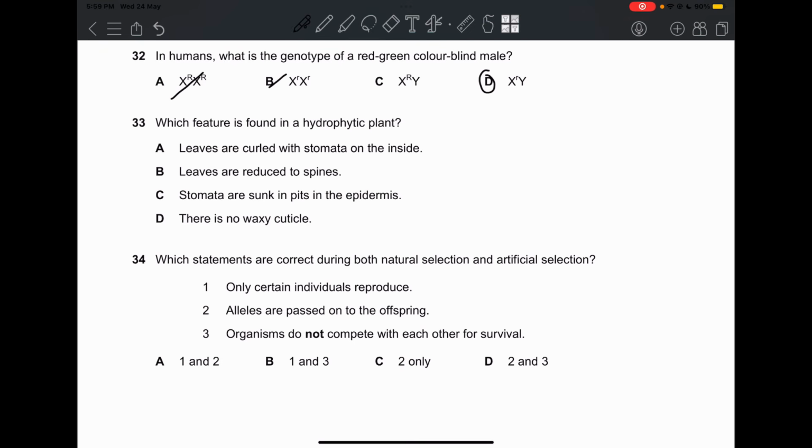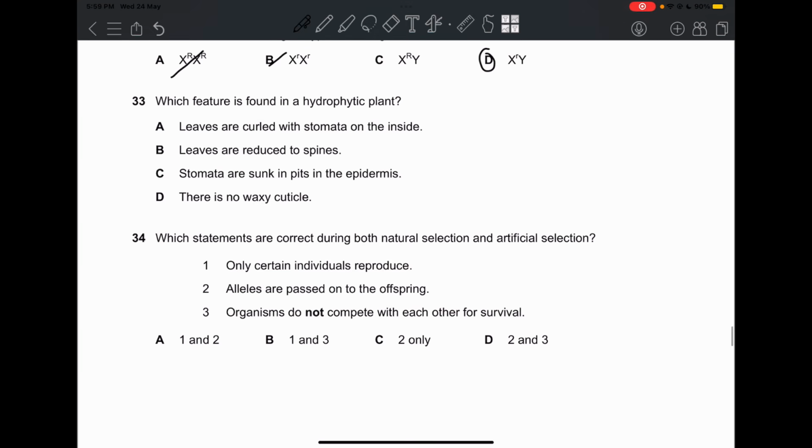33. Which feature is found in a hydrophytic plant? A says leaves are curled with stomata on the inside. This is incorrect because stomata are only on the upper surface. And B says leaves are reduced to spines. This is incorrect because, as we all know, the leaves in hydrophytic plants have a large surface area, so they can float and absorb the highest amount of sunlight, so they can do photosynthesis.